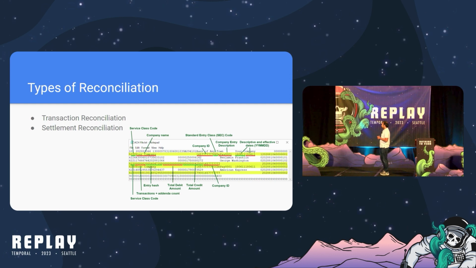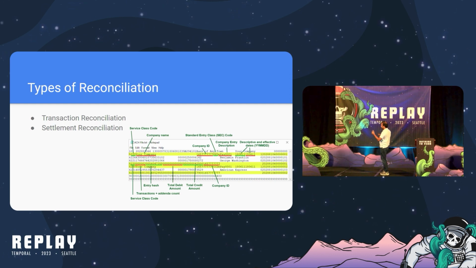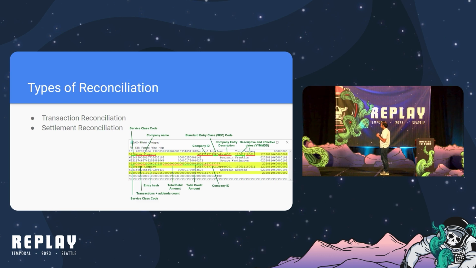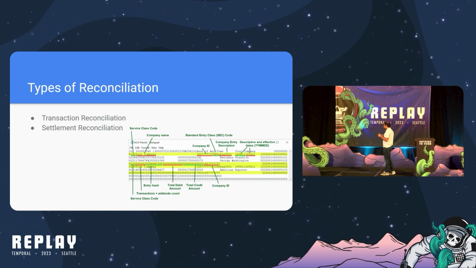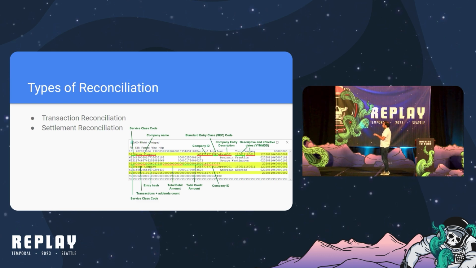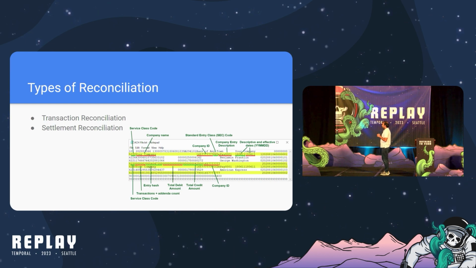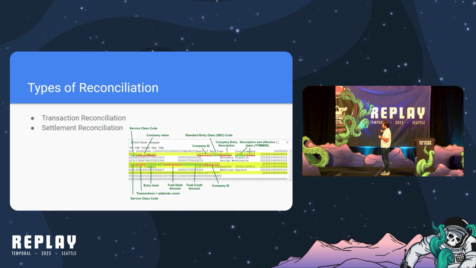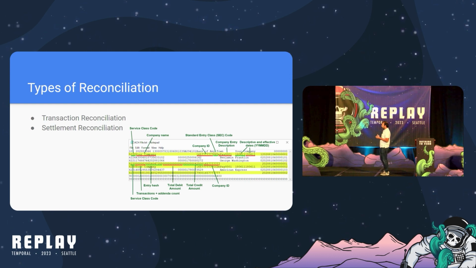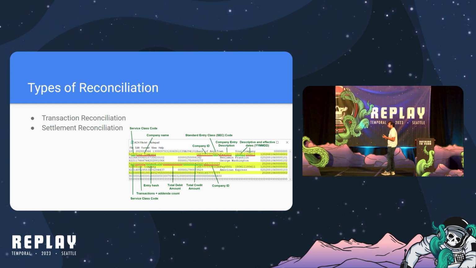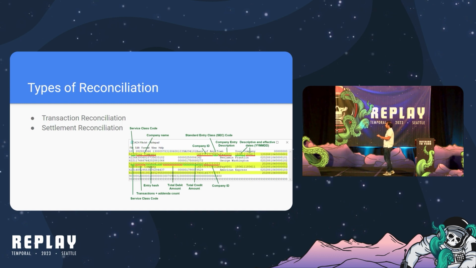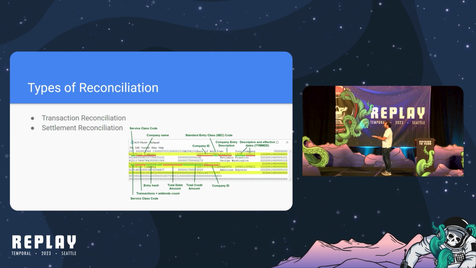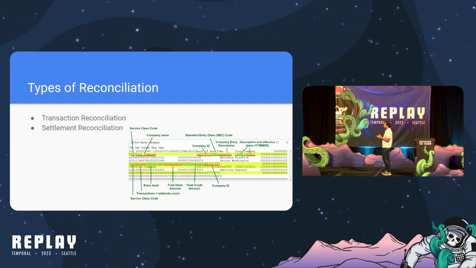Whereas settlement reconciliation is, for example, if you see the picture, you see a total credit and total debit, right? That is the total amount that the ACH file is going to debit or credit from the Fed master account of the bank. So the bank holds an account with the Fed, and that amount needs to be debited or credited. Now that amount needs to match what is in this file. So this is a settlement reconciliation. Think of it as a batch reconciliation.